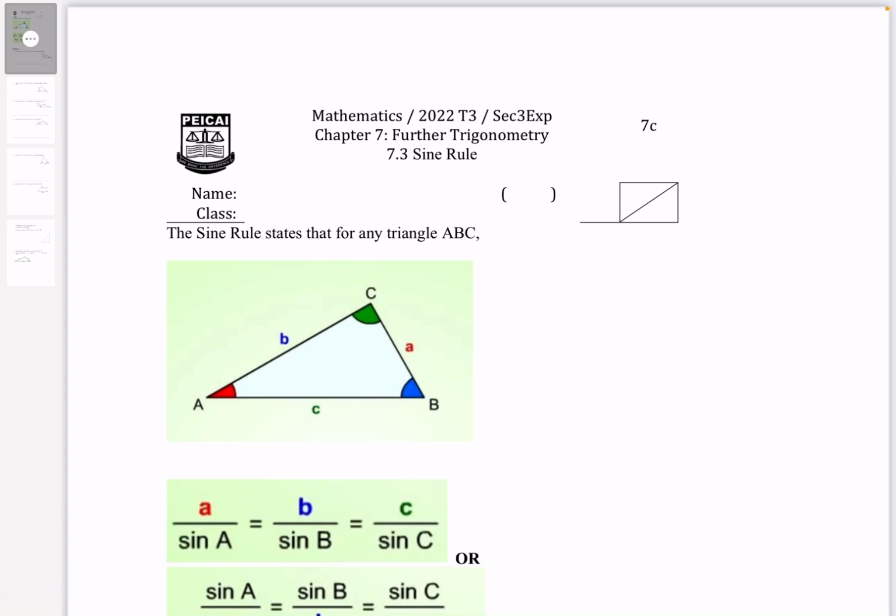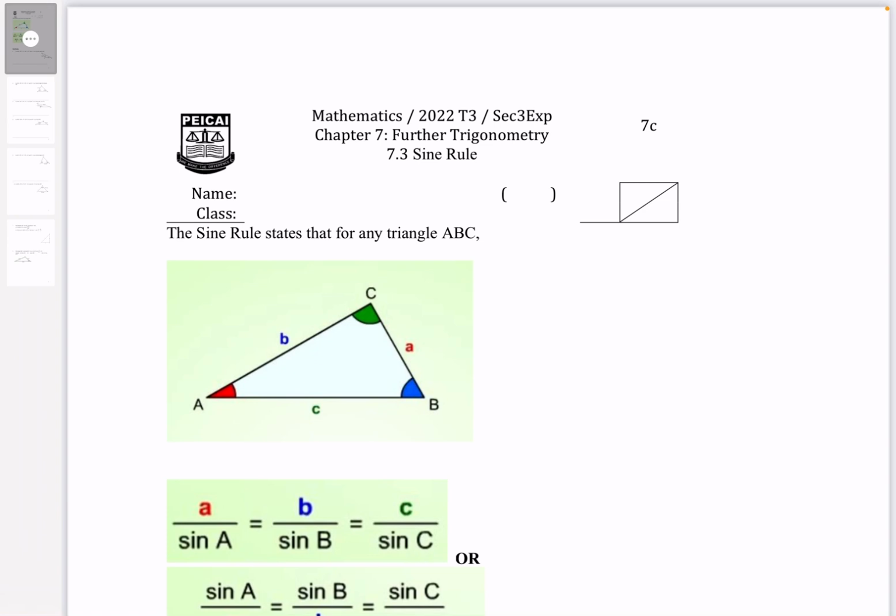It's good to know, it's always good to know. But for mathematics, it's more important for us to know how to use it. And that is what we are going to do today. This is actually a very simple formula to use, but you need to know when to use it.